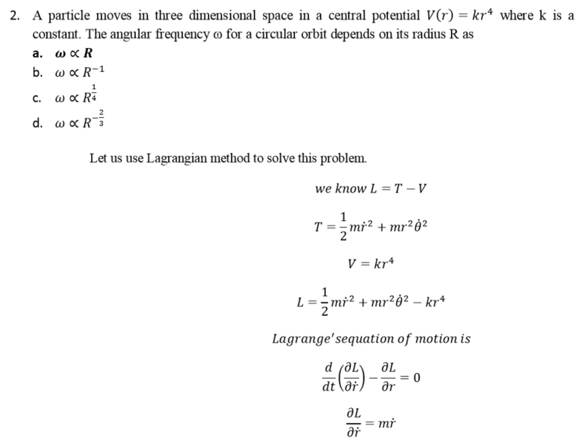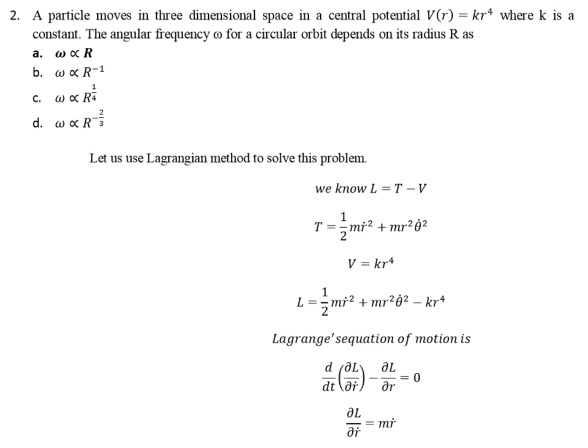Now coming to problem number 2. A particle moves in 3-dimensional space in a central potential V equal to k r raised to 4, where k is a constant. The angular frequency omega for a circular orbit depends on its radius r as, so there are 4 choices: omega proportional to r, omega proportional to r raised to minus 1, omega proportional to r raised to 1 by 4, omega proportional to r raised to minus 2 by 3.